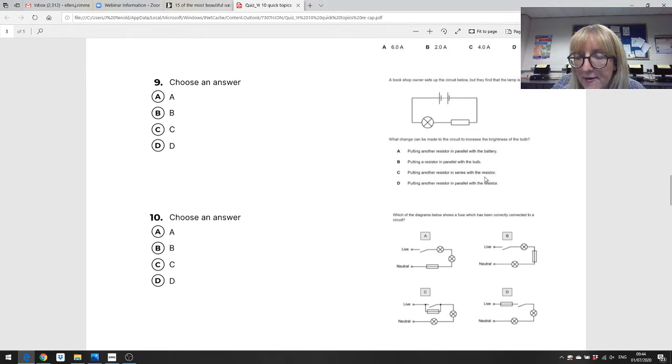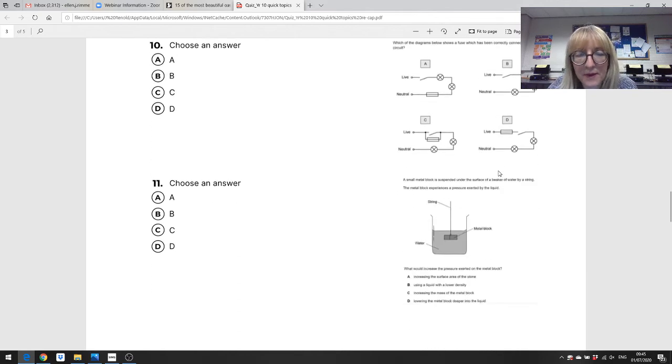Putting another resistor in series with the resistor, if we put a resistor here, that makes the overall current in the circuit lower, so that's not right. Putting another resistor in parallel here. Now, when you've got resistors in parallel, remember the total resistance is smaller than any of the single resistors. And if the resistance is smaller, the current is bigger. So the answer to 9 is D.